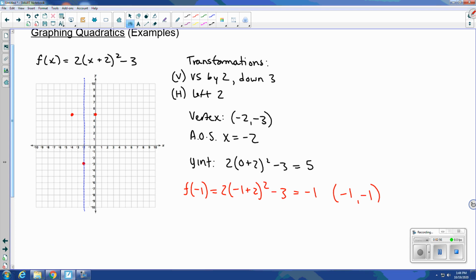So let's plot that point. Using symmetry, if that point is 1 away from the axis of symmetry, then 1 unit away in the other direction is also a point. And now I can connect these. I have 5 points. That is enough to see the picture of the graph.